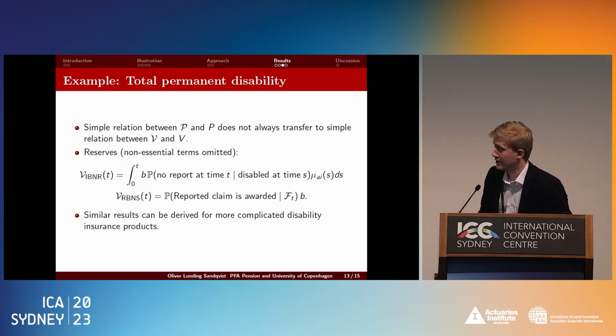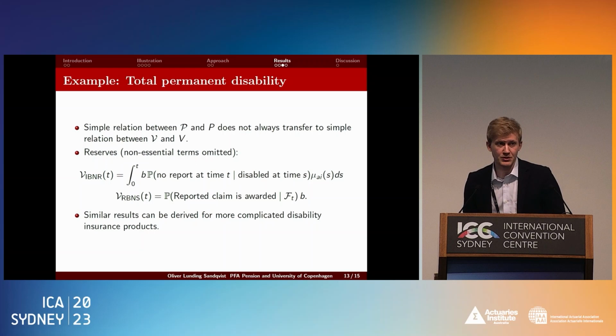So very intuitive, hopefully. Also for the RBNS reserve, you get a quite simple expression, namely that for this reported claim, you have to scale the disability sum with the probability that this claim is awarded, given the information you have at your current date. Of course, this is only for a very simple example, but you are able to get very similar results for much more complicated and realistic products.